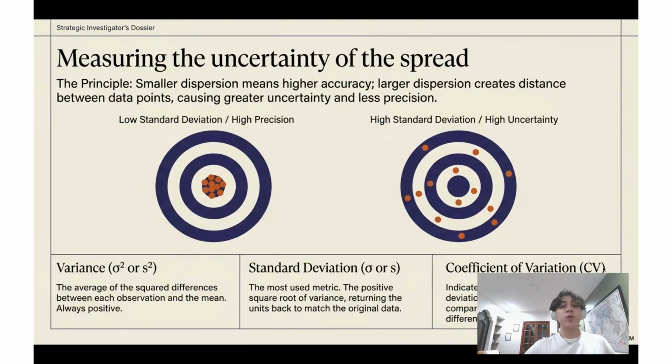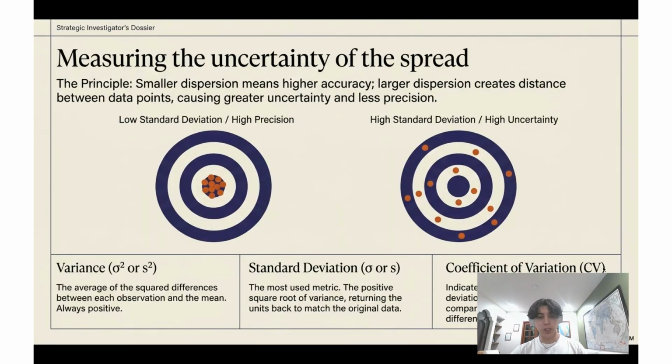Then, measuring the uncertainty of the spread of the data. So smaller dispersion means higher accuracy, and larger dispersion creates distance between data points, causing greater uncertainty and less precision, like we can see in the images.